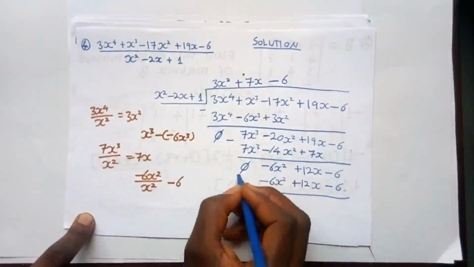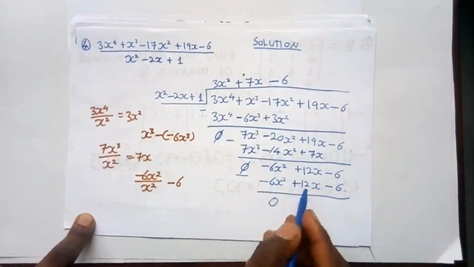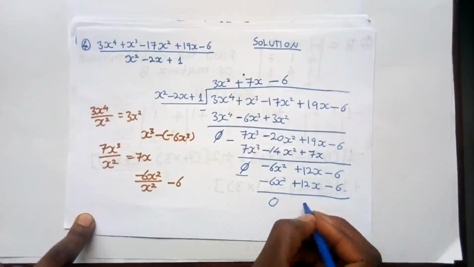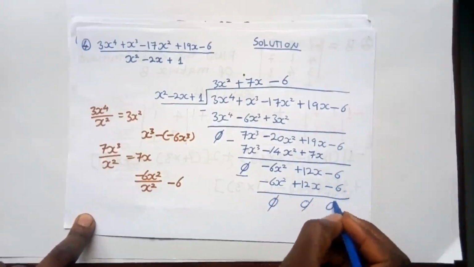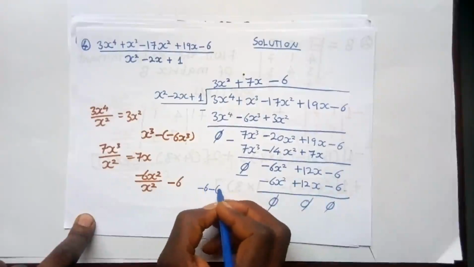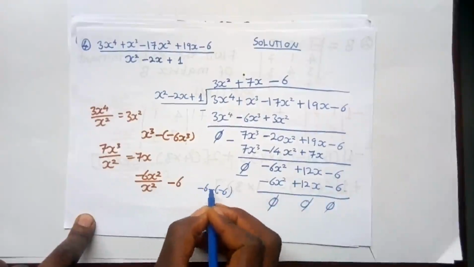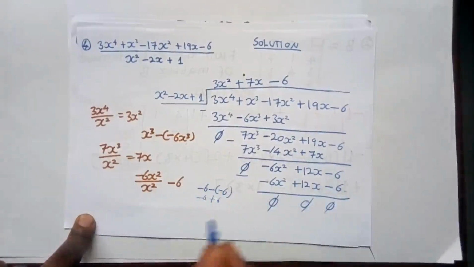So minus 6x squared minus 6x squared gives us 0. 12x minus 12x gives us 0. And minus 6 minus 6, that is minus here is plus. So minus 6 plus 6 gives us 0.